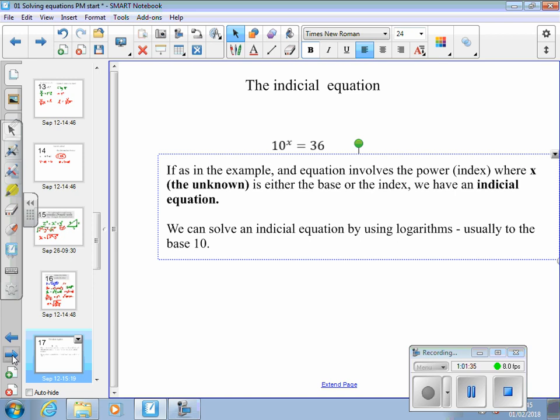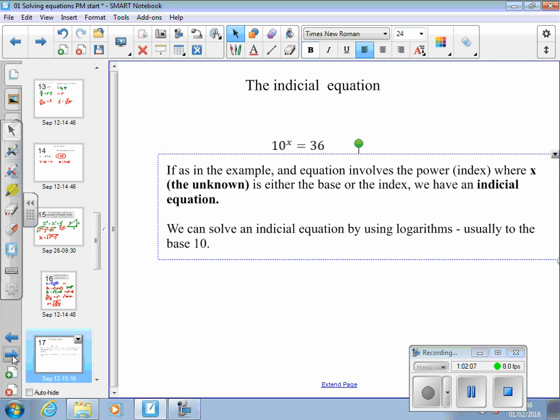The indicial equation. If, as in the example, an equation involves the power index, where x, the unknown, is either the base or the index, we have an indicial equation. We can solve an indicial equation by using logarithms, usually to the base of 10. So that sounds like a mouthful, doesn't it? So should we have a go at it and see how we do it?